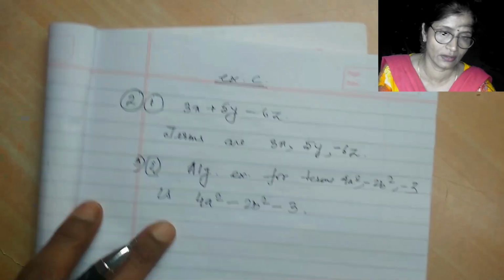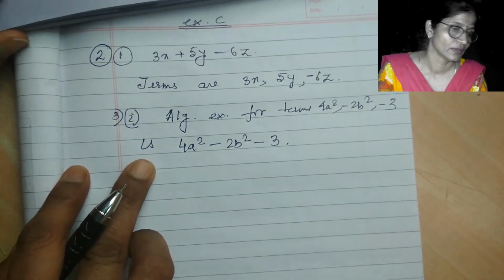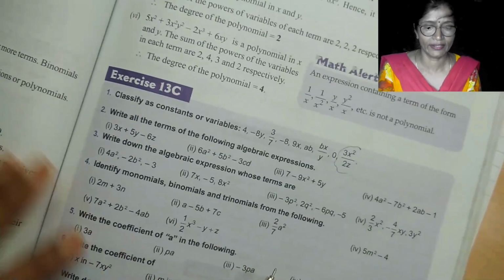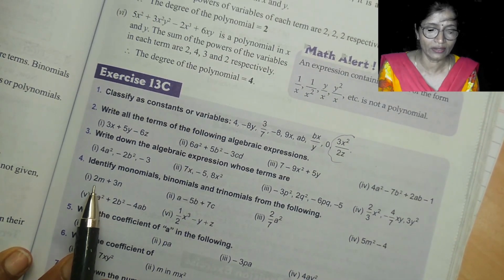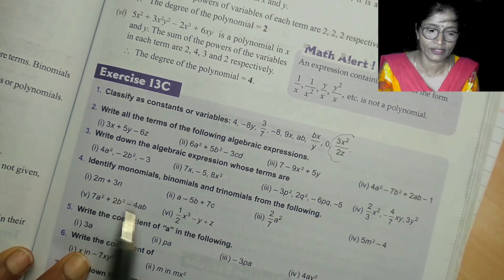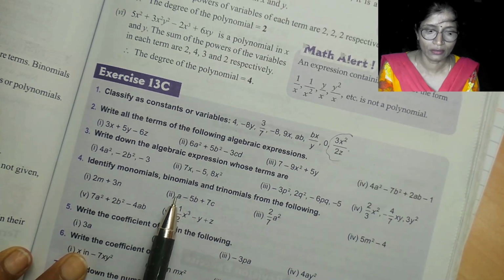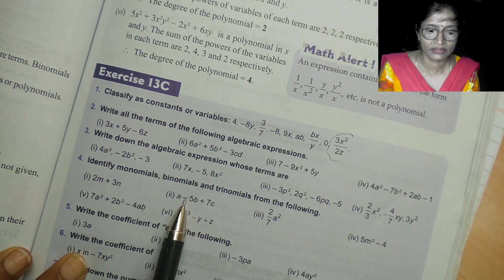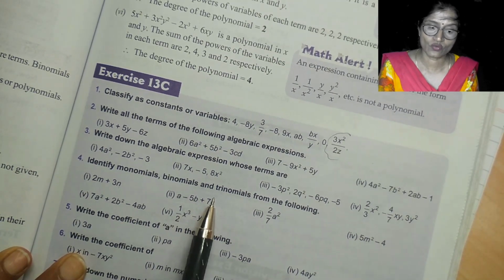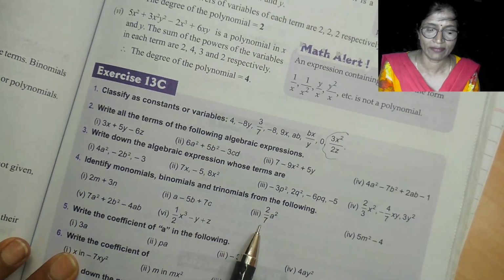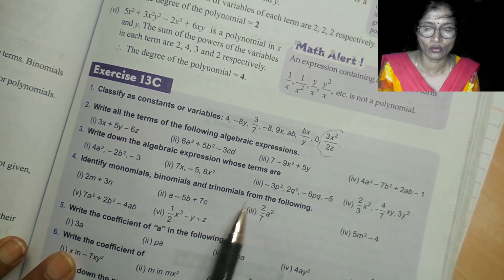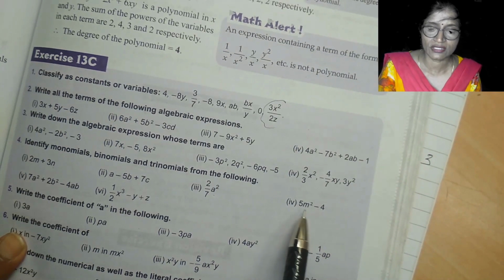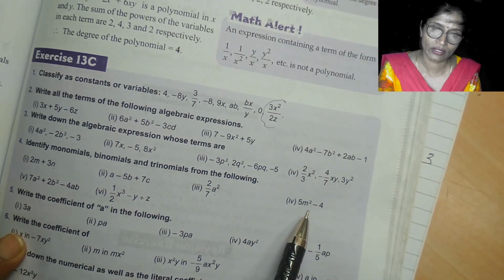Next is the sum to identify monomial, binomial, trinomial from the following. See here how many terms are there? 1, 2. So this is a binomial. How many terms are here? One term is this, one is this, and another is this, so this is a trinomial. 2 by 7 a square has no plus or minus sign, so it is only one term. It is a monomial. Here again one minus sign means this side one term and this side one term, so 2 terms, a binomial.